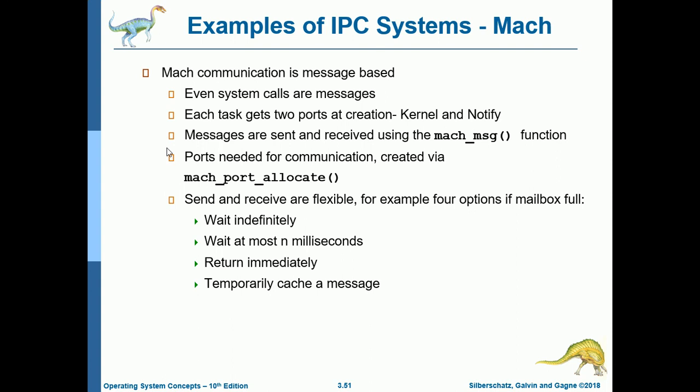Okay, what about IPC systems in Mach? Mach communication is message-based. Even system calls are messages. Each task gets two ports at creation, the kernel and notify. Messages are sent and received using the mach_msg function. Ports needed for communication are created via the mach_port_allocate function. Send and receive are flexible. For example, there are four options if the mailbox is full: wait indefinitely, wait at most n milliseconds, return immediately, or temporarily cache a message.